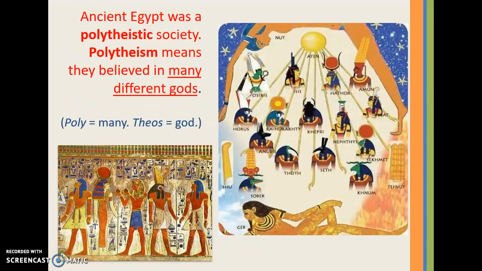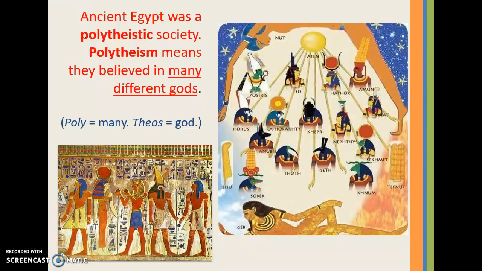Ancient Egypt was a polytheistic society. Polytheism means they believed in many different gods. This is a word we will talk about a lot all year long. If you are polytheistic, you believe in more than one God. The reason for this was because they couldn't explain why different things happened, so they thought that the gods were in charge of it, right?